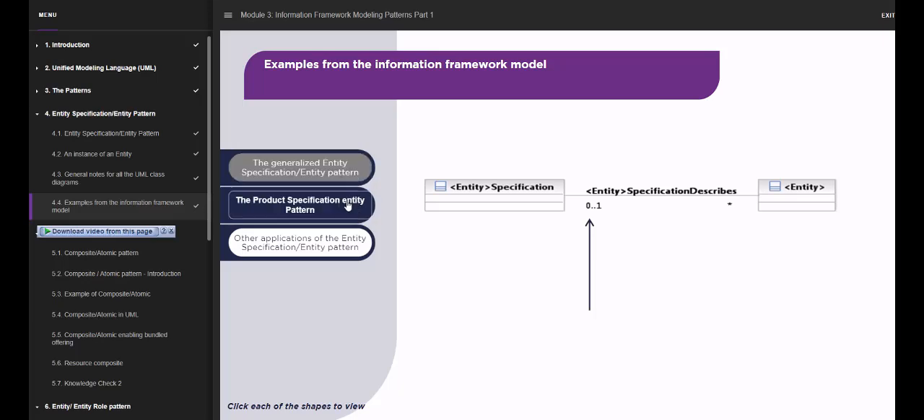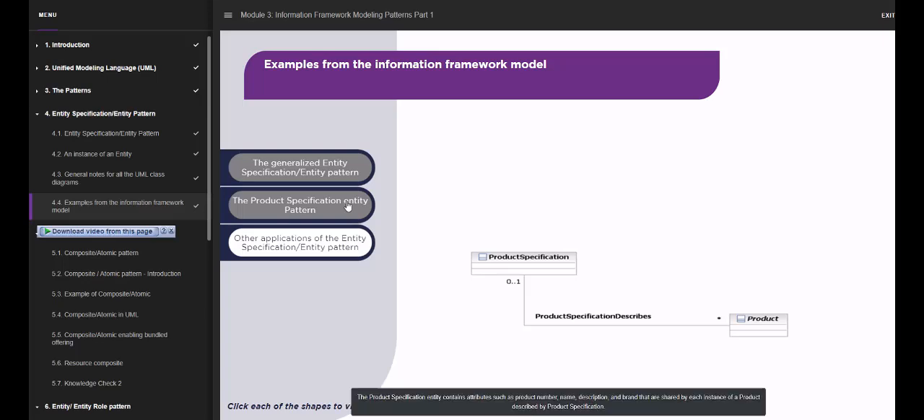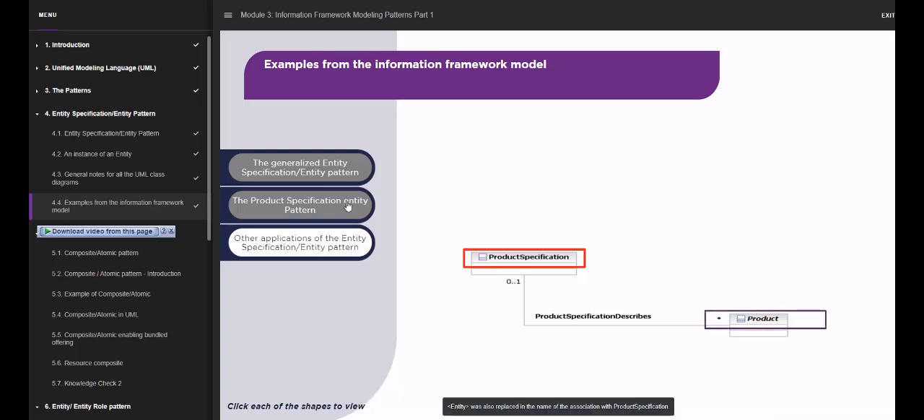Here is an application of the pattern in UML from the product domain. The product specification entity contains attributes such as product number, name, description and brand that are shared by each instance of a product described by product specification. Notice that the generalized entity specification in the pattern was replaced by product specification and the generalized entity was replaced by the word product. Entity was also replaced in the name of the association with product specification.